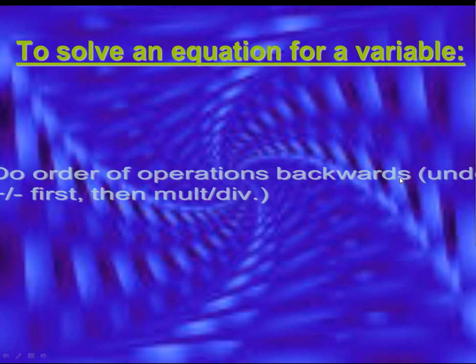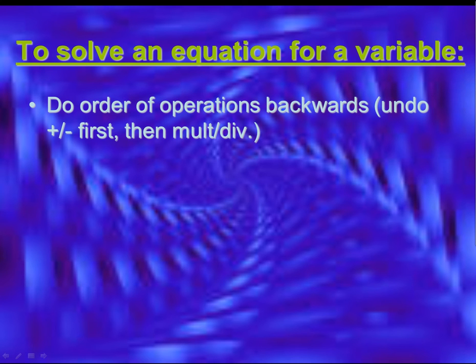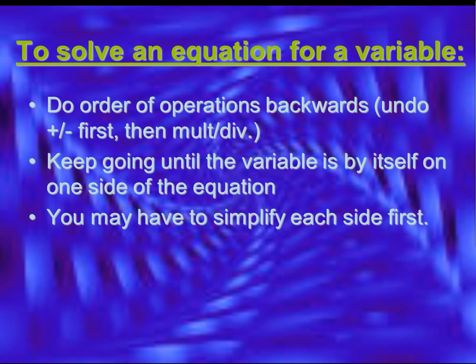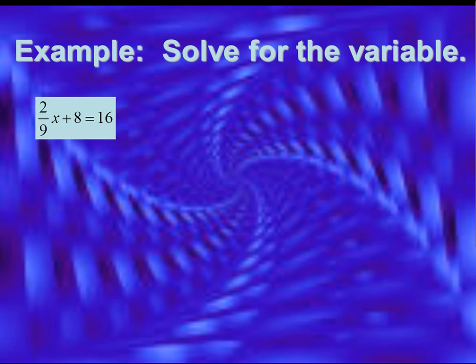Now, to solve an equation for a variable, we already said that we're going to do the order of operations backwards to isolate. We keep moving through the steps, reversing the order of operations, until we isolate a variable, get it by itself on one side of the equation. But sometimes, if we cannot point to a single variable to isolate, we have to simplify to begin with. So we might have to make things simpler before we can actually start solving. Let's take this one for an example.